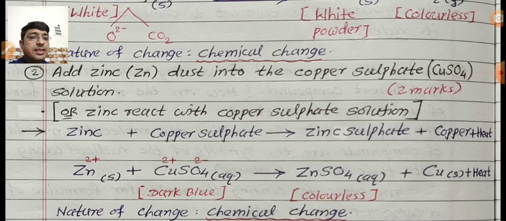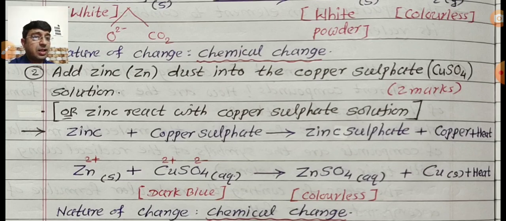So zinc valency is 2. Zinc is a metal, that's why it is solid in state. Copper sulfate: copper shows the valency 2 plus. Sulfate, a polyatomic radical, shows the valency 2 minus. The color of this copper sulfate is dark blue.